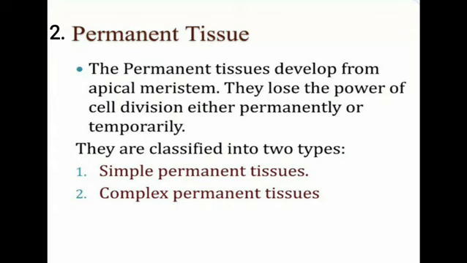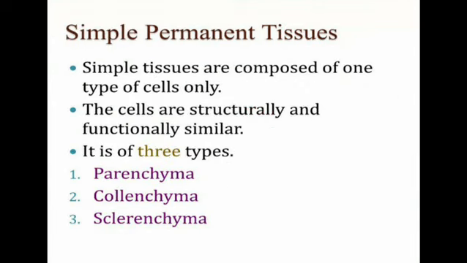Permanent tissue. The permanent tissues develop from apical meristem. They lose the power of cell division either permanently or temporarily. They are classified into two types: one, simple permanent tissues; two, complex permanent tissues. Simple permanent tissues. Simple tissues are composed of one type of cells only. The cells are structurally and functionally similar. It is of three types: one, parenchyma; two, collenchyma; three, sclerenchyma.